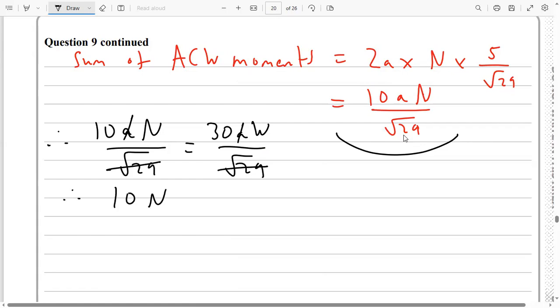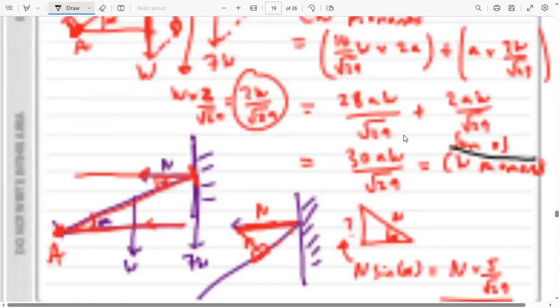So this, sorry, just to be really clear, this is not 10 newtons. This is 10N. N, the normal reaction force, is equal to 30 times W. So therefore, your N force is going to be 30W over 10, which is 3W. And that is exactly what we had to find.